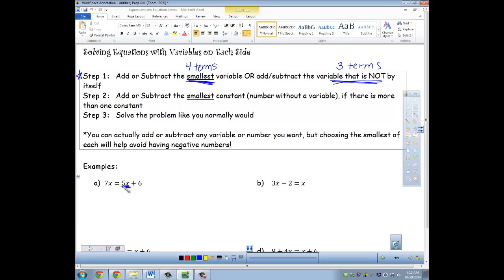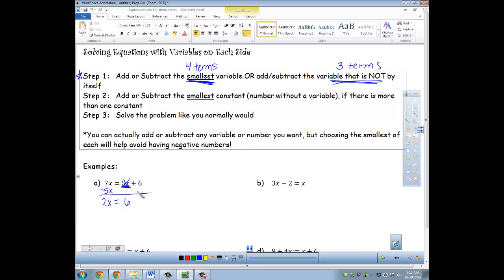So instead of 5x, remember we do the opposite on the opposite side. So instead of positive 5x, we want negative 5x. So negative 5x on the other side. Make sure you line up everything pretty nicely. So 7x minus 5x is 2x. Bring down your equal sign. This 5x goes away. You're just left with 6 on the right. So now I have 2x equals 6.